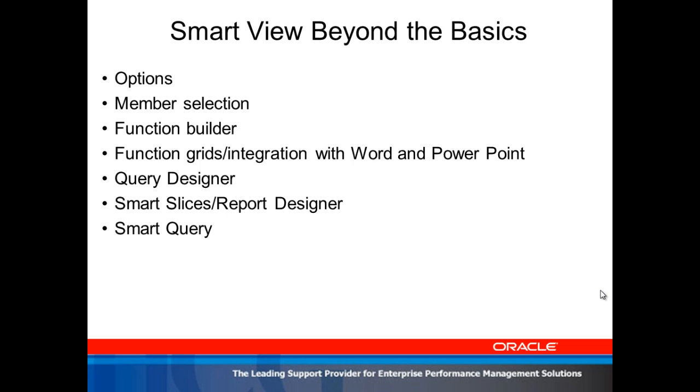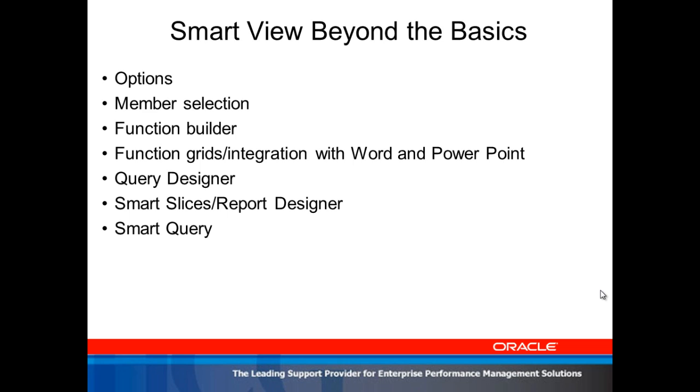There's a member selection tool that allows you to select multiple members from large dimensions in many different easy methods. There is a function builder that allows you to create one of many different Essbase functions that can extract data or get information from the Essbase database. You can create what are called function grids via the use of copy and paste commands, and then paste that live data into Word and PowerPoint.